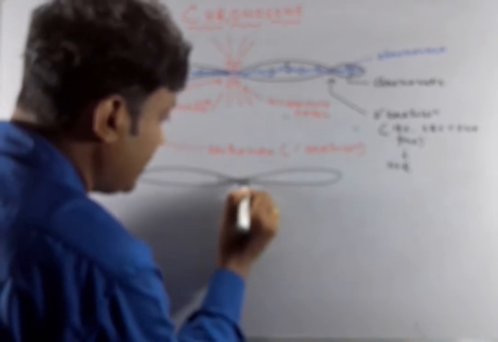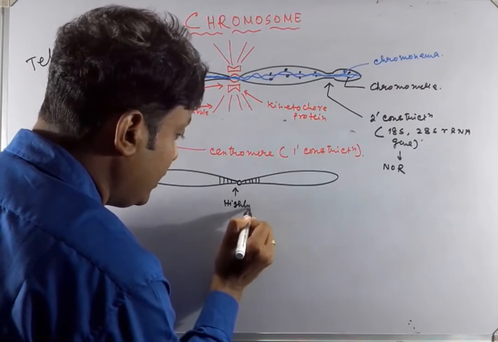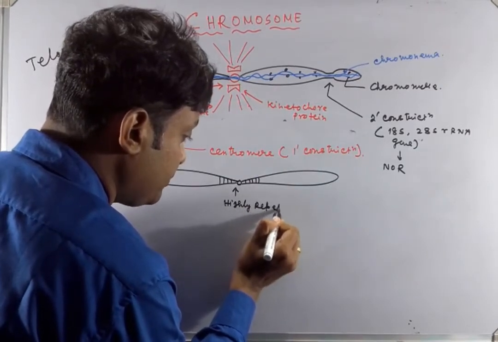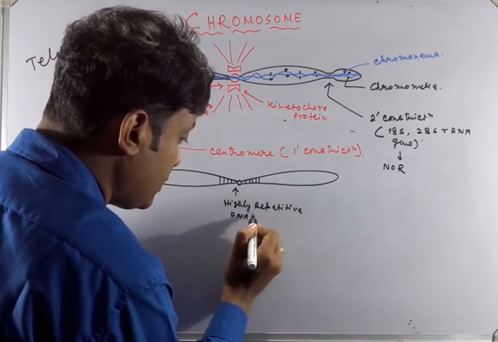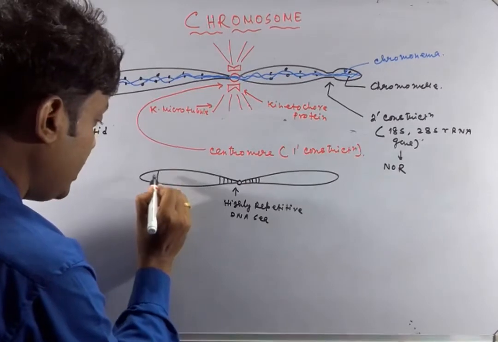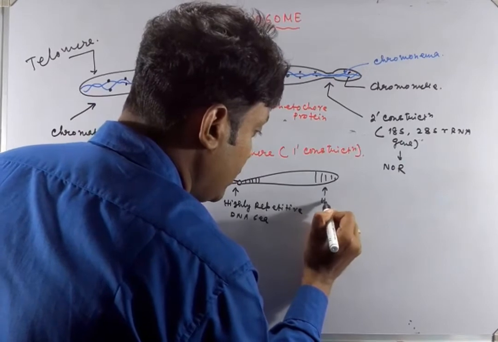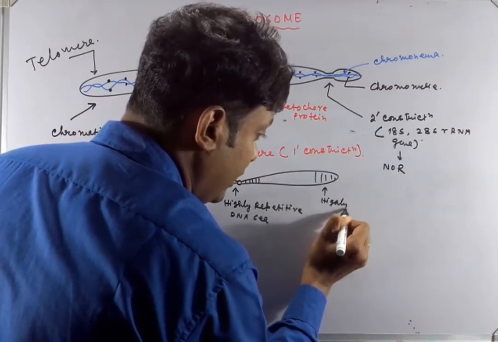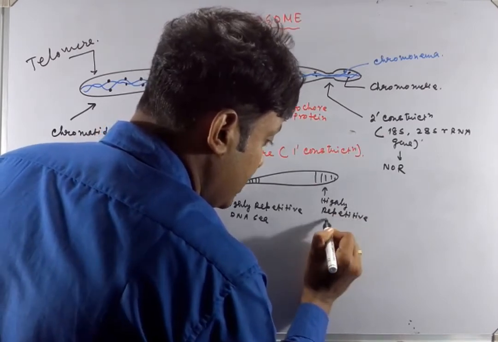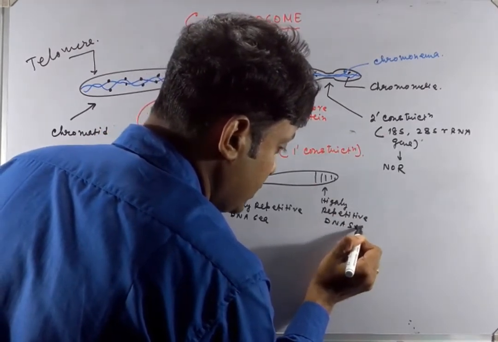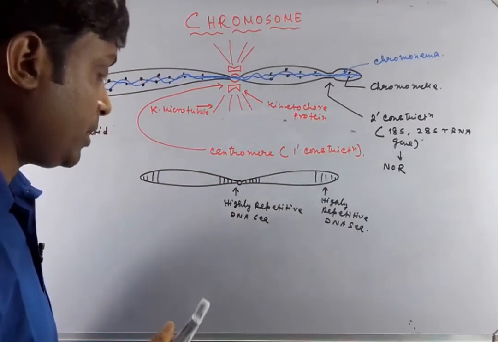In the centromeric region, highly repetitive DNA sequences are present. Okay, and in the telomere, repetitive DNA sequences are also present. So highly repetitive DNA sequences are also present there. Okay, and this is the structure of the chromosome.